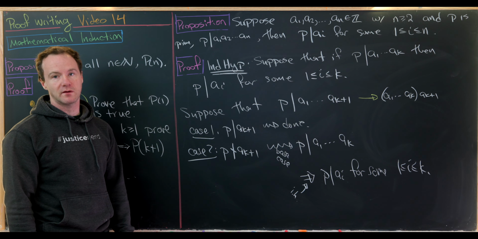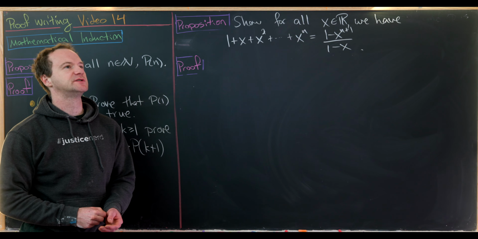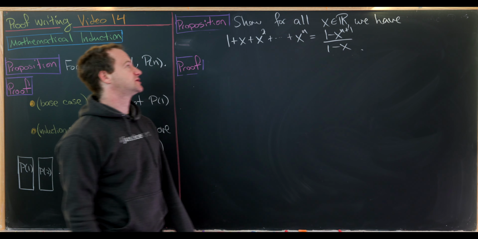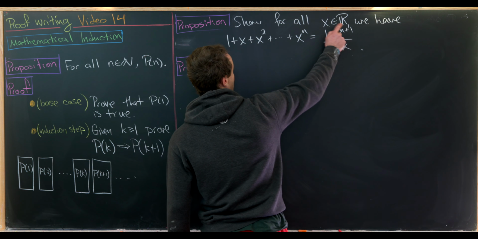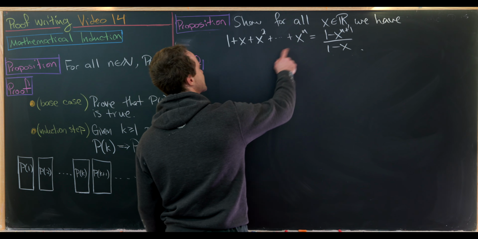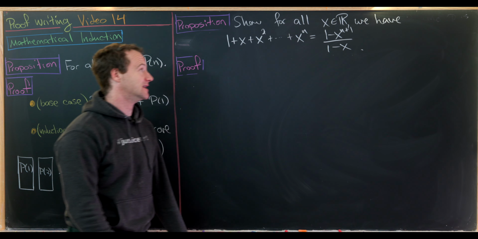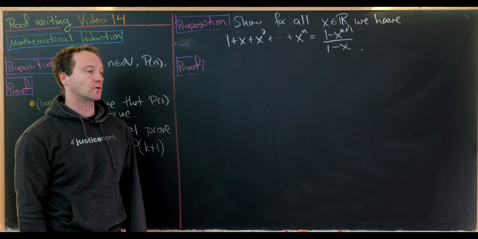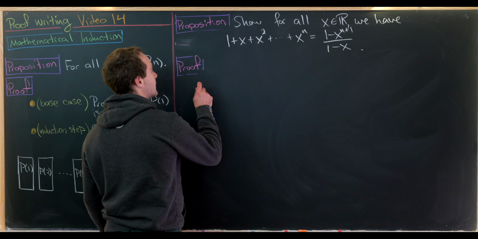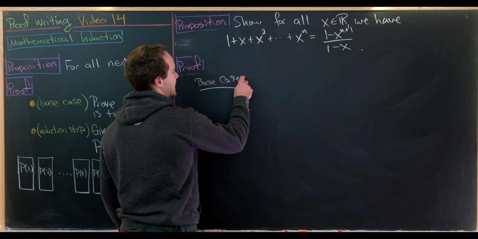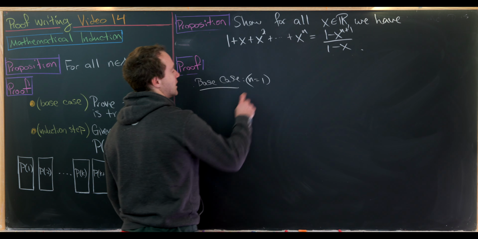Okay, let's do one more example. For our last example, we'll use induction to prove the finite geometric series formula. And so that says for all real numbers x, we have the sum 1 plus x plus x squared ending at x to the n equals 1 minus x to the n plus 1 over 1 minus x. Okay, so let's start with the base case. So notice our base case is the n equals 1 case.